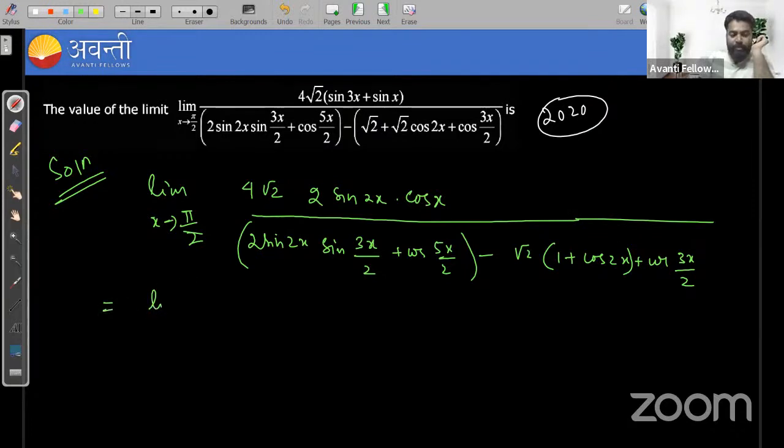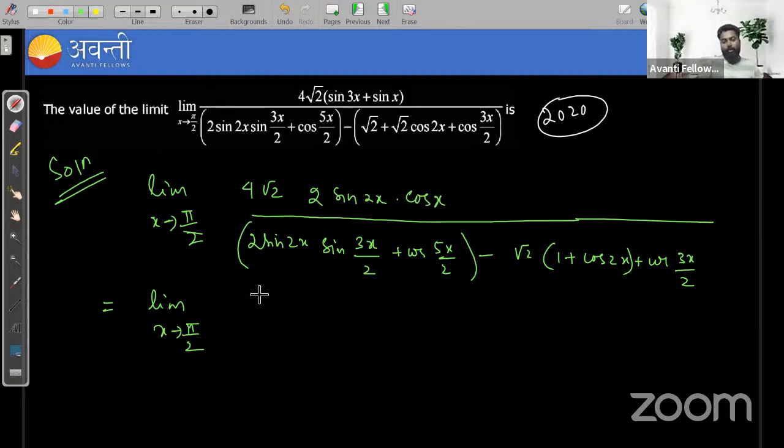Now simplify it again, limit as x tends to pi by 2. If we write this 1 plus cos 2x, what will happen? 1 plus cos x is 2 sin square x by 2, yes or no? 1 plus cos 2x, cos 2x is 1 minus 2 sin square x, okay? So 1 plus cos 2x will be 2 sin square x हो जाएगा, है ना?